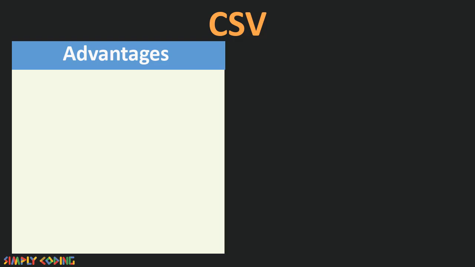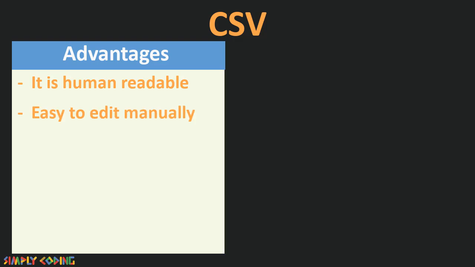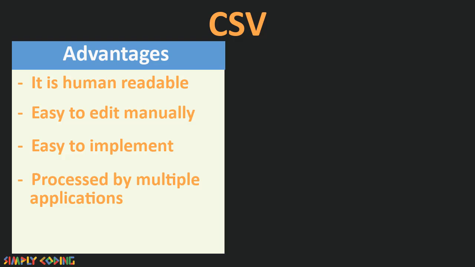So what are the advantages of the CSV file format? CSV is human readable, so easy to edit manually. It is easy to implement and can be processed by multiple applications. It is fast and small in size compared to binary files.